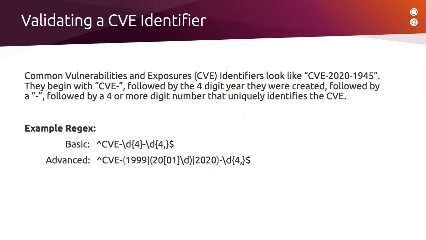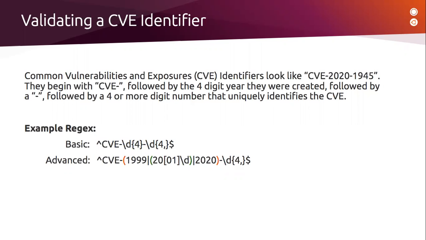So in my year portion here, I can have 1999. The pipe symbol means or, and then I can have 20, a 0 or a 1. There's one of my custom defined character classes there in the square brackets. I can have a 0 or a 1 and any digit.